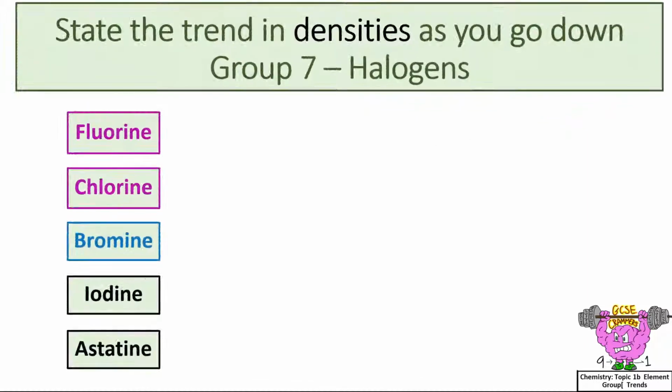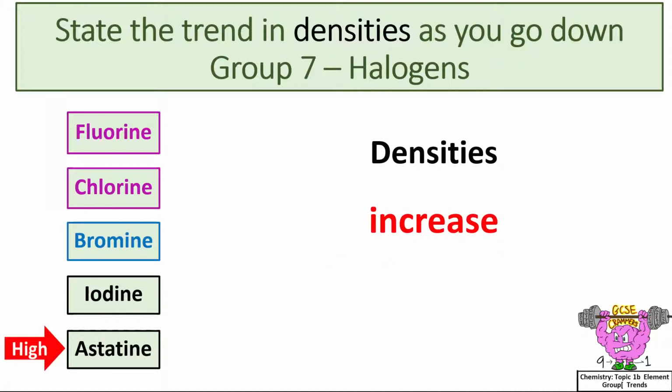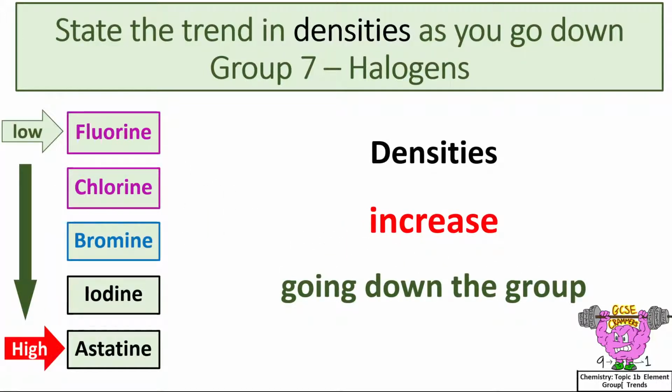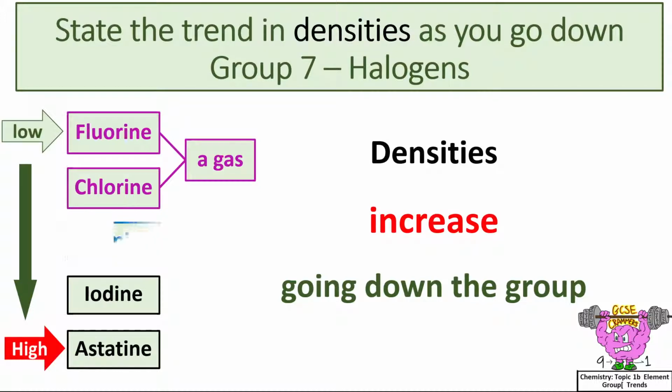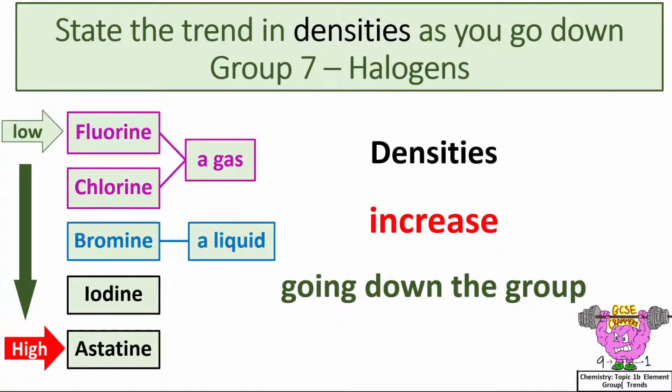State the trend in densities as you go down Group 7 halogens. Densities increase going down the group because at room temperature fluorine and chlorine are a gas, which have low densities because their particles are spread out, while bromine is a liquid and iodine and astatine are a solid, which has a high density because their particles are packed closely together.